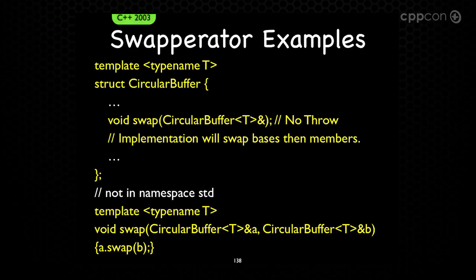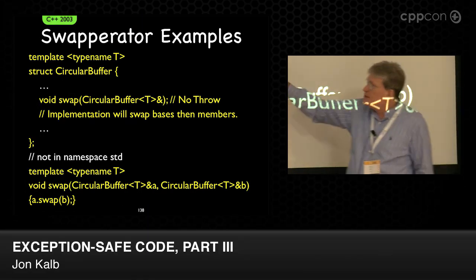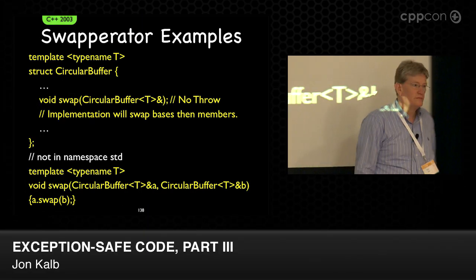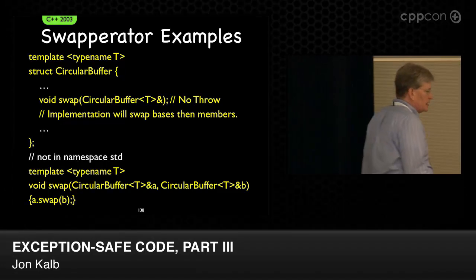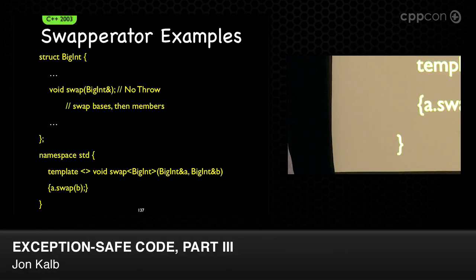However, this is a little bit different. This is a template. BigInt wasn't a template, but this is. It's some kind of circular buffer, and it's typed. We do the same thing, the no-throw swap, but we cannot put it in the standard namespace. Why not? Well, first of all, why was it legal for me to put something in the standard namespace anyway, right? It's the standard committee's job to put stuff in the standard namespace. Why am I putting something in the standard namespace? Can I add something to the standard namespace?